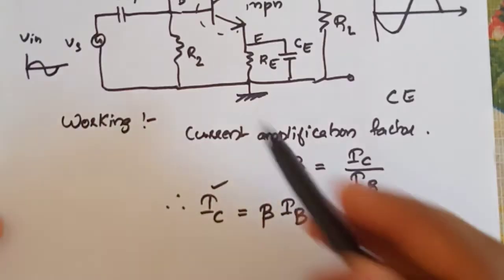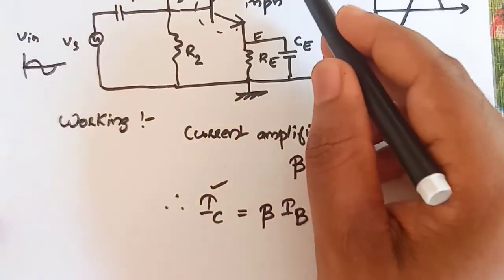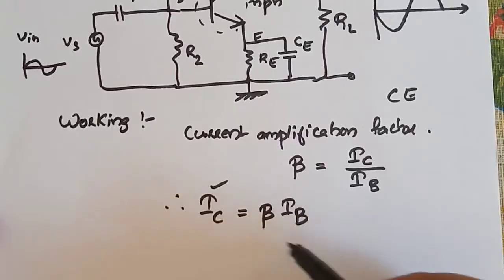IB is the input, and the output current is IC. It is beta times IB, that is, the magnified version of the input.